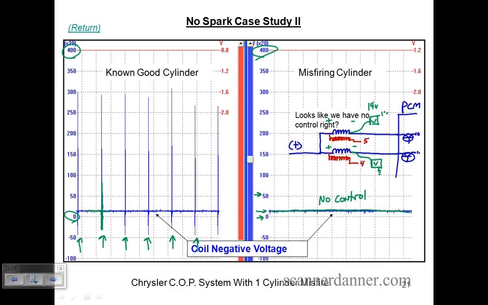So the picture over here, would your test light flicker if you were connected to this circuit and ground? No. Would your test light flicker if you were connected to this circuit and ground? Yes. So further confirming, no control says don't put a coil in it. Just 2 different ways to attack it.